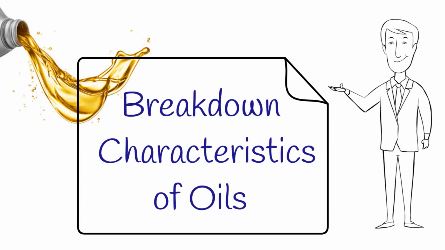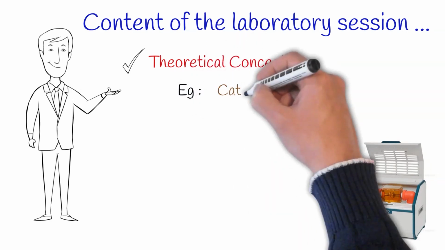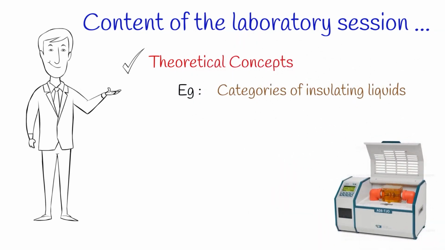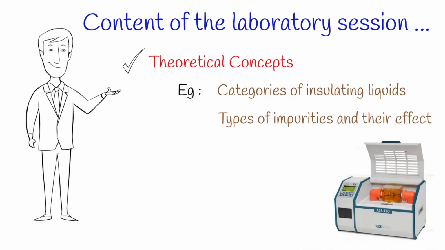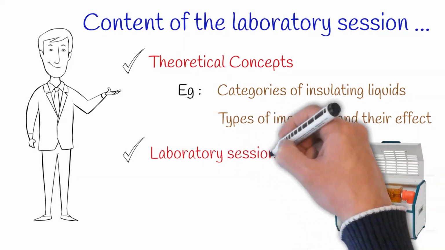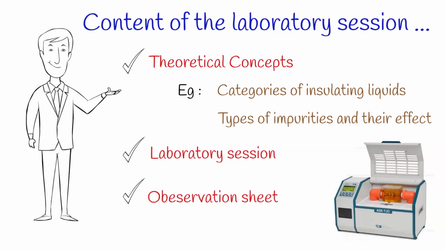Perhaps you may already be familiar with the theoretical concepts behind this practical. Anyway, now let me briefly go through the content of this laboratory session. First, I am going to introduce you to the main theoretical concepts you need to understand this session. For example, what are the two categories of the insulating liquids we have, what are the types of impurities you may encounter during this practical, and how they can affect the results of the practical. After that, I am going to conduct the laboratory session for you, and finally, I'll give you the observations of this practical, which is useful for the preparation of your lab report.